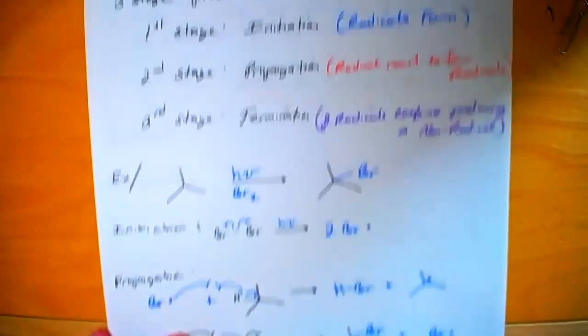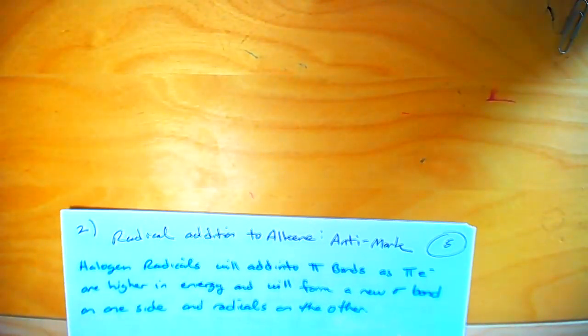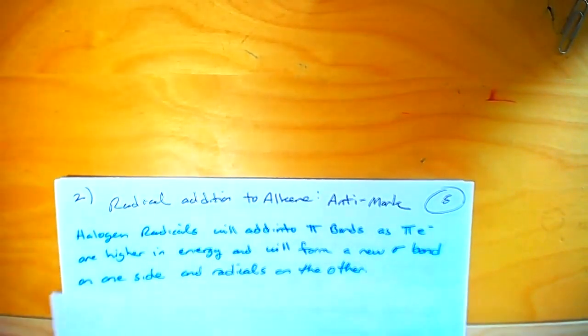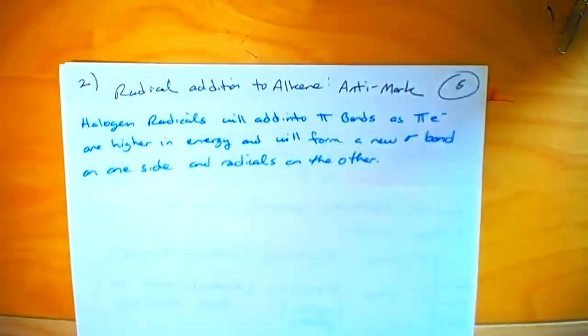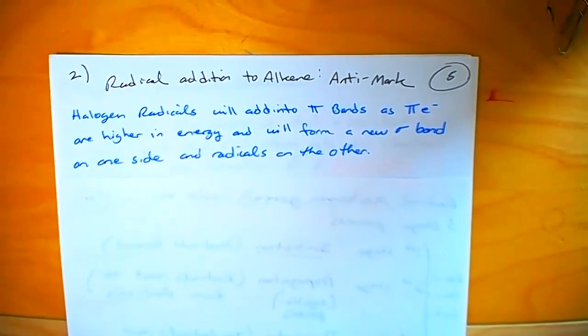Now, to get into something that directly affects what we have been talking about in this class: in prior chapters, in chapter 8, we talked about the process known as anti-Markovnikov addition. And I told you I was going to tell you about that later, how that worked. And so this is when I'm going to roll that out.